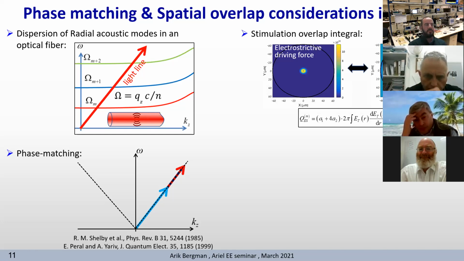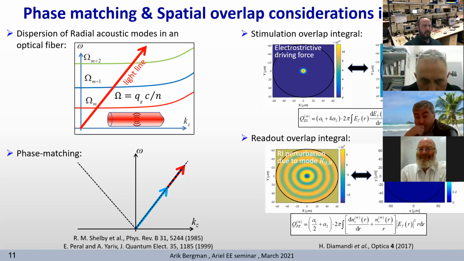Another important factor for efficient interaction is the spatial overlap. This very physically intuitive statement is mathematically manifested through the overlap integral formalism. The electrostrictive driving force has to overlap with the displacement profile to obtain efficient acoustic stimulation. And the refractive index perturbation has to overlap with the optical mode to obtain efficient scattering for the optical wave. In this example, you can see how two optically isolated cores of a multicore fiber can exchange information through acoustics.